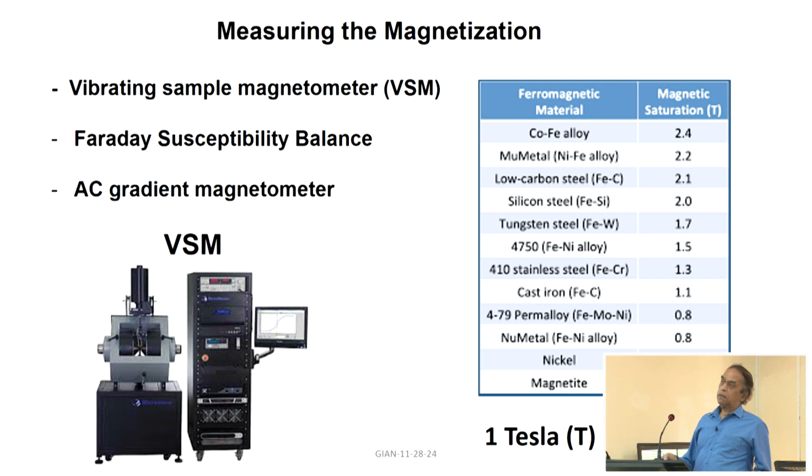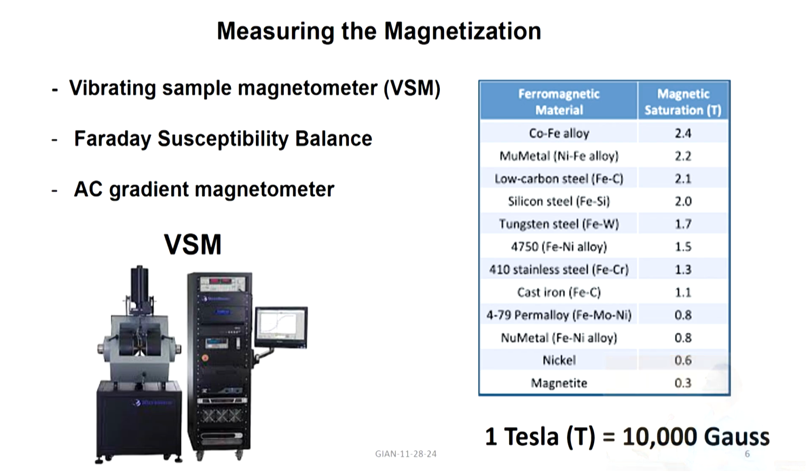So, how do you measure the magnetization? There are many ways to do that, and I will just quickly go through some of them. The vibrating sample magnetometer is commonly used, and this is what I have in my lab. There is also the Faraday susceptibility balance, and what is called an AC gradient magnetometer. This figure shows a typical VSM.